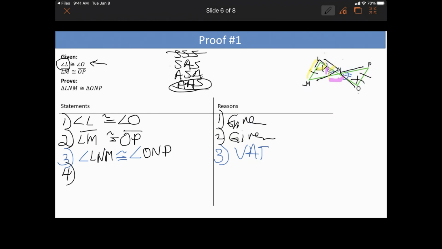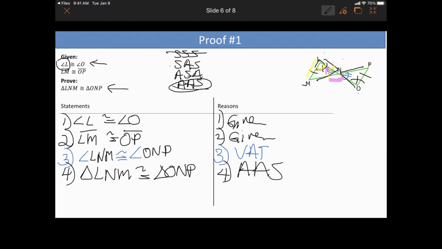So my two triangles are triangle LNM congruent to triangle ONP for reason: angle, angle, side, right? So we know that if you're doing congruent triangles, proving this is what we're proving, you need three things. And we had three things, and there you are. Okay, hopefully that one makes more sense. Let's try another one.